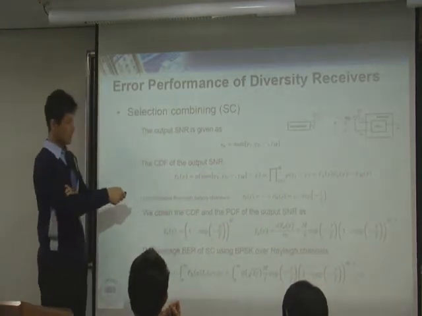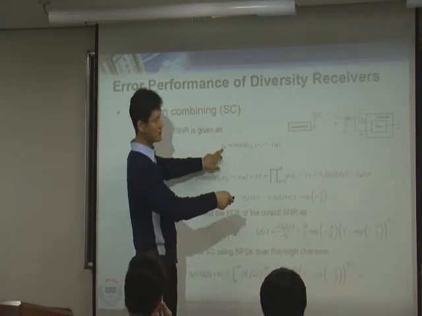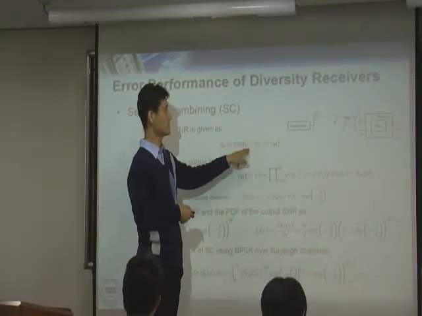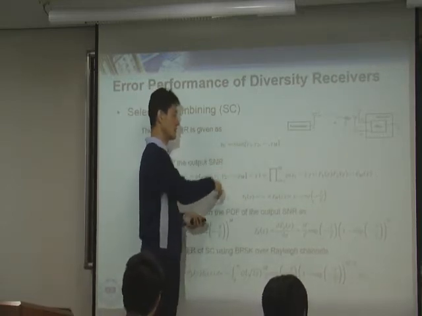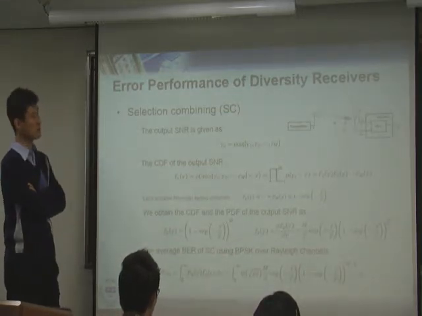Mathematically, it can be written this way. The output SNR right here is going to be the max out of these m different SNRs. So you're going to choose only one, the maximum one, right? So mathematically, it's written this way. So how do you approach this one?